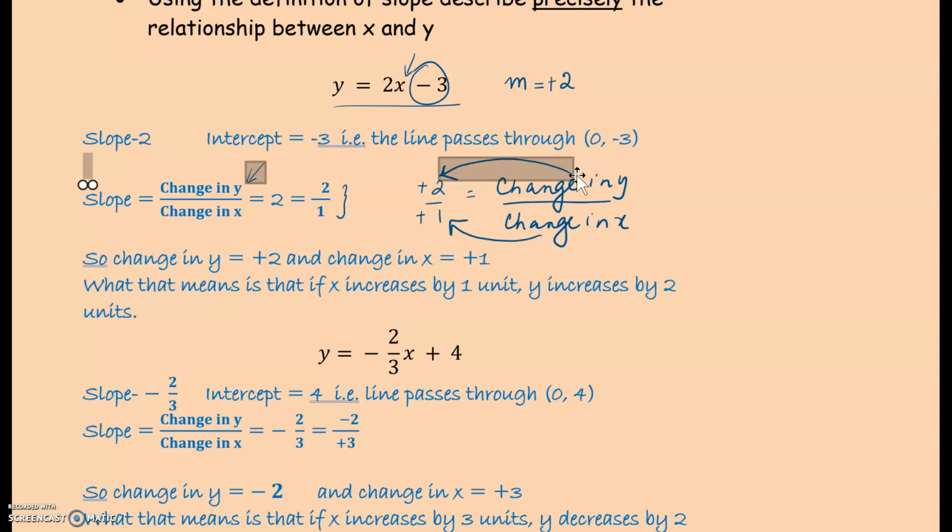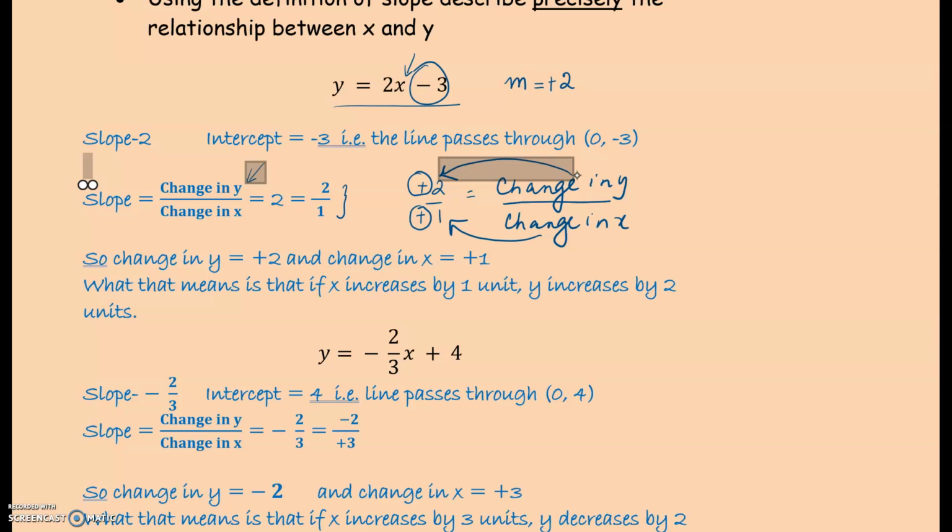So the way we explain the meaning of slope is this. If we change x by 1 unit, if we increase, so a change can be positive or negative, a positive change is an increase. So if we increase x by 1 unit, y increases by 2 units. I say it increases because it's a positive change.